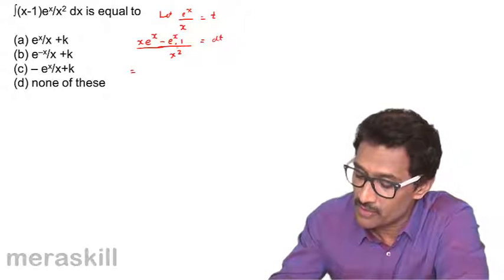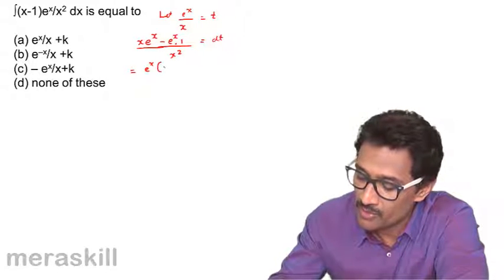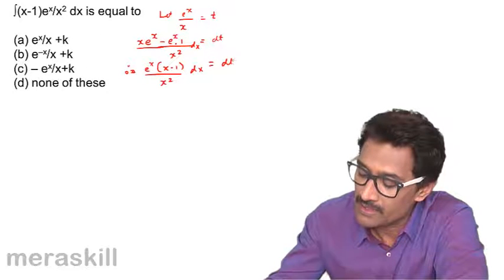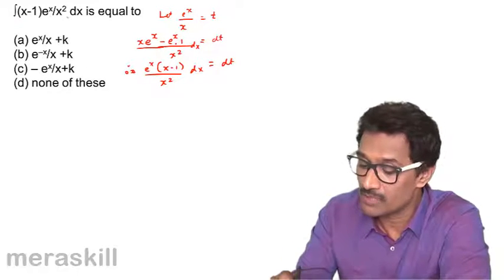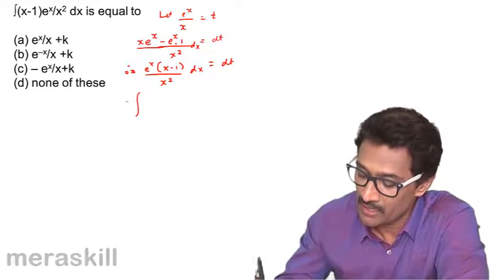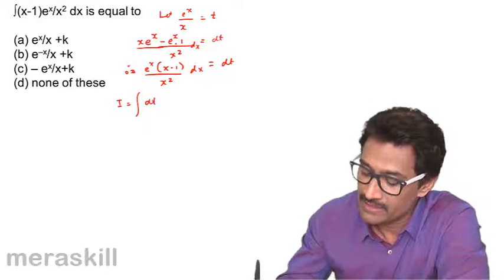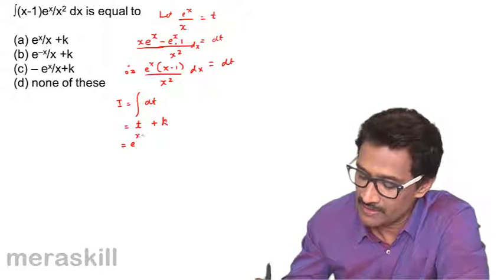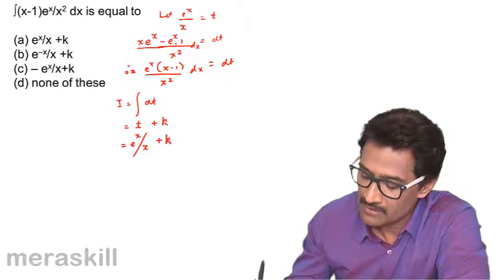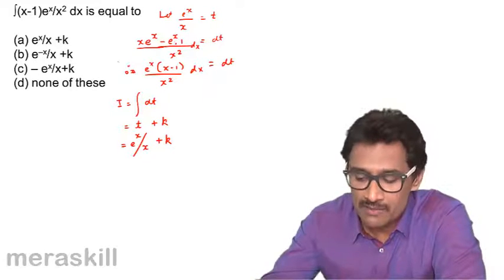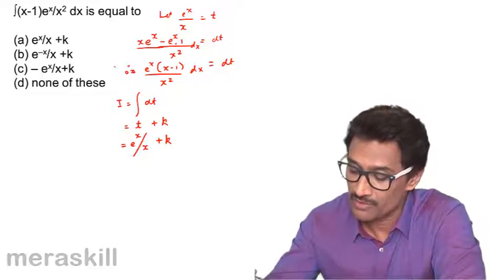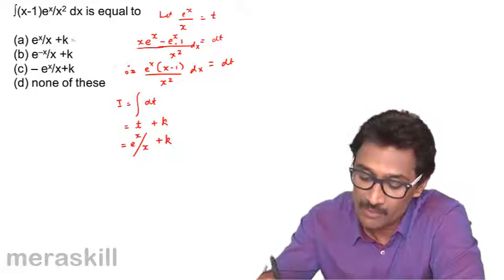So eventually, taking e raised to x common, you get x minus 1 upon x squared into dx, which is nothing but dt. So eventually this whole thing is dx. So our I is nothing but the integral of dt itself, which is going to be t plus k, which is nothing but e raised to x upon x plus k. So dear friends, just mark this question in the previous one clearly, so that this is a little different from the other substitutions. So eventually it's e raised to x upon x plus k. That is option number A.